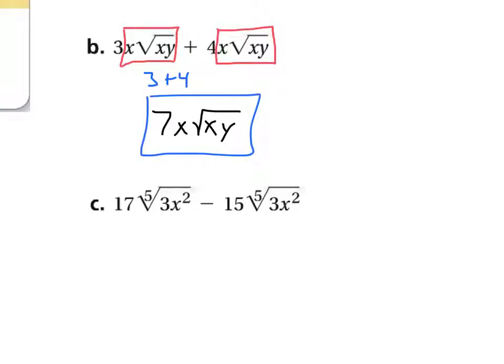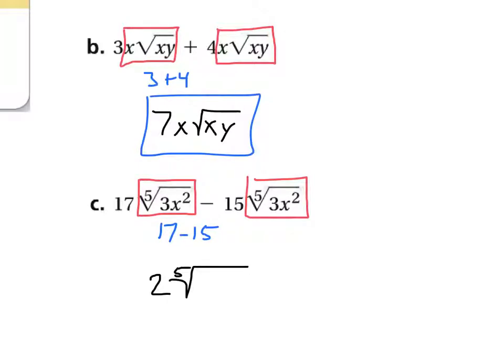And then how about our last one? 17 minus 15. I'm essentially asking you what is 17 minus 15. Because again, the radicals are the exact same thing. They're both fifth roots, and the radicand is 3x squared. So, 17 minus 15 is 2, 5th root of 3x squared.